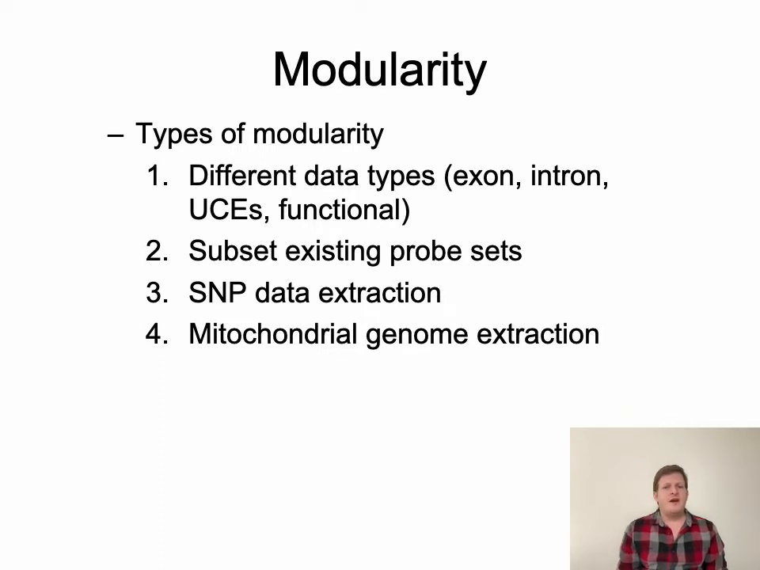And finally, the last type of modularity is mitochondrial genome extraction. While the mitochondrial genomes weren't designed explicitly with probes, they can still be extracted from the raw read data as bycatch because the mitochondria occur in high abundance within a cell, so they're sequenced incidentally, as because of the high abundance, they're not removed during the sequence capture step.